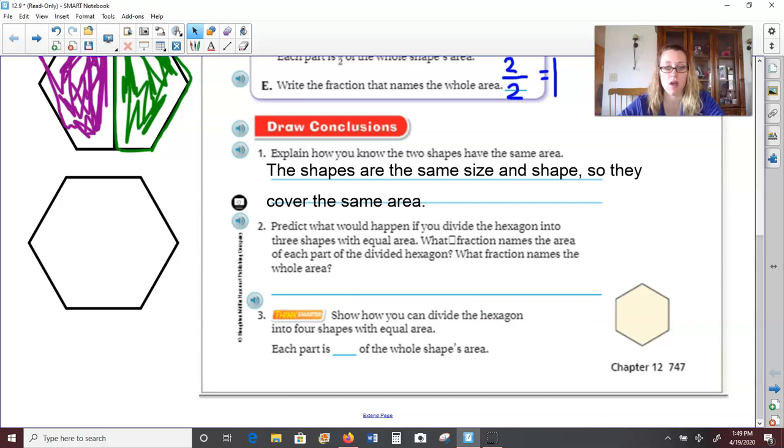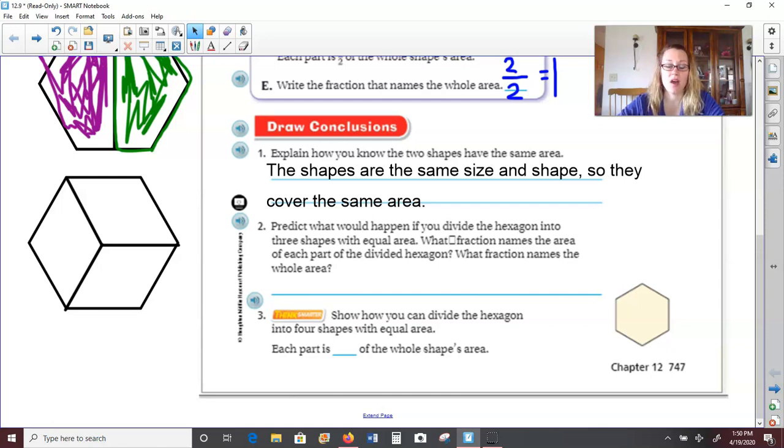On number 2, it says to predict what would happen if you divide the hexagon into 3 shapes with equal area. What fraction names the area of each part of the divided hexagon, and then what fraction names the whole area. So they want us to take our hexagon and now split it into 3 parts. This is a little trickier. Luckily, I have a special tool that helps me make straight lines. It's actually kind of neat because it almost looks like I created a 3-dimensional cube.